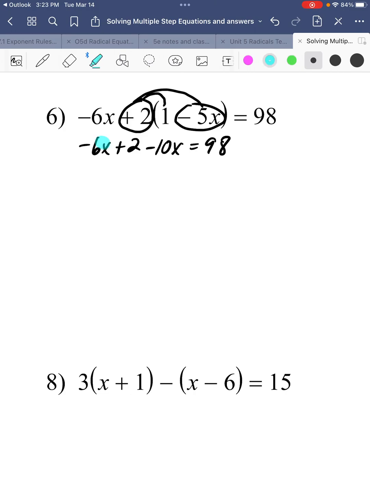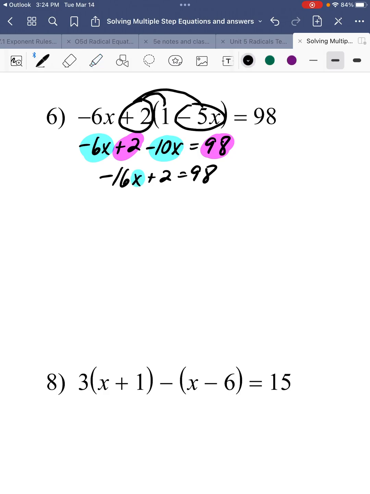And it equals 98. Now after we distribute, we always look to see, do we have any like terms on the same side of the equal sign or on opposite sides of the equal sign? We're going to get our like terms on the same side together, so -6x minus 10x is a -16x. And now we have only one x in the whole problem. This is great because that means we start moving all the terms away in the proper order. Remember, order of operations from the x.